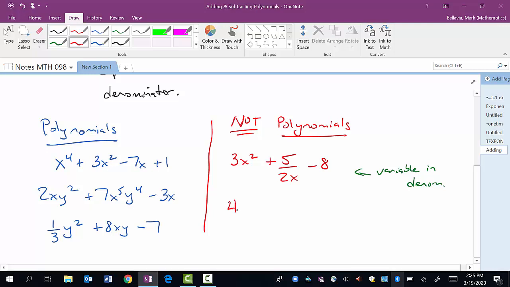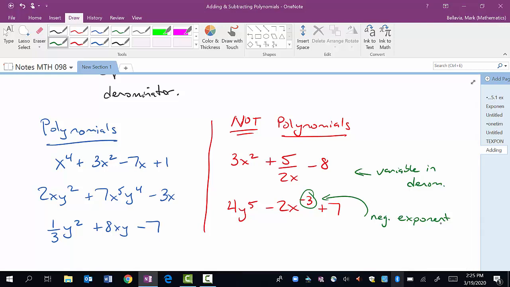Another example, if I said 4y to the fifth minus 2x to the negative third power plus 7. Kind of looks like a polynomial, but that exponent being negative is not a whole number. In other words, it's got a negative value. So a negative exponent tells you it's not a polynomial. That's how you're recognizing it.